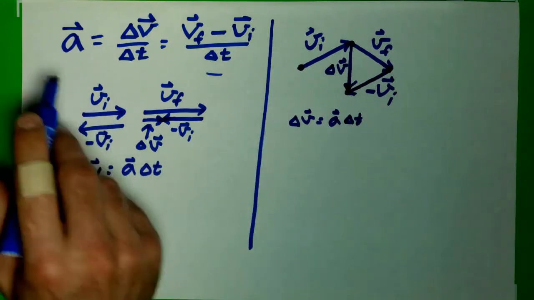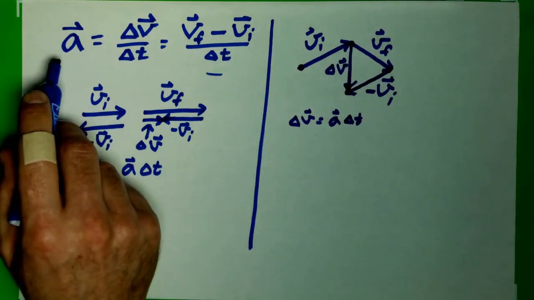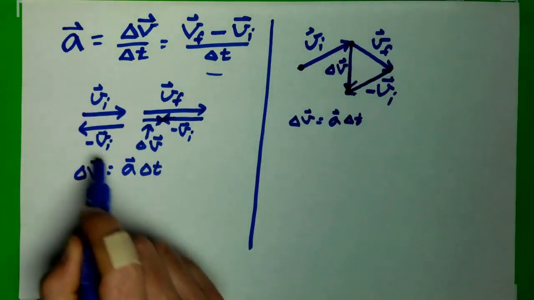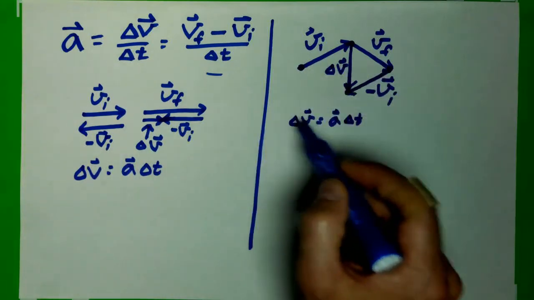So what's important is when we're talking about two-dimensional work, our acceleration can come from either a change in speed or a change in direction.